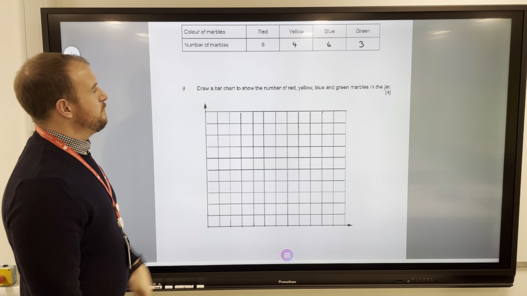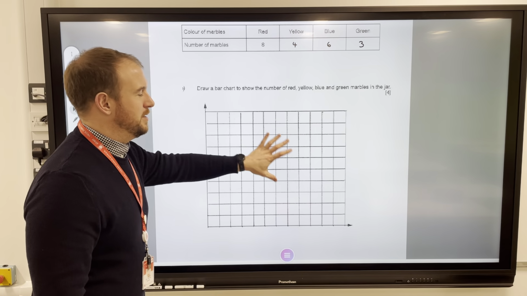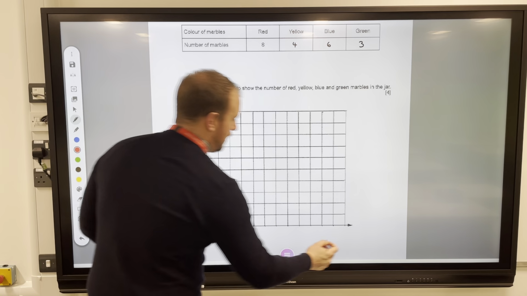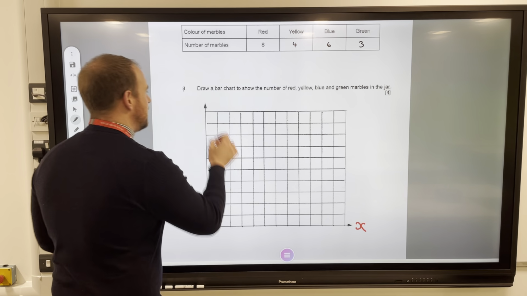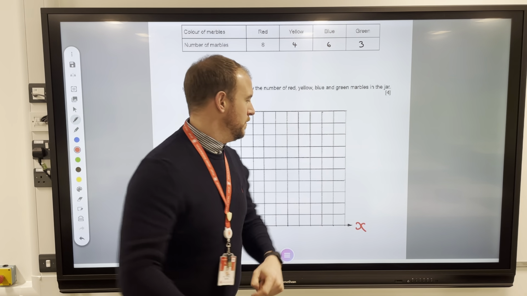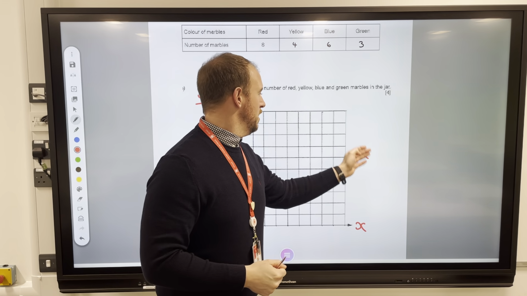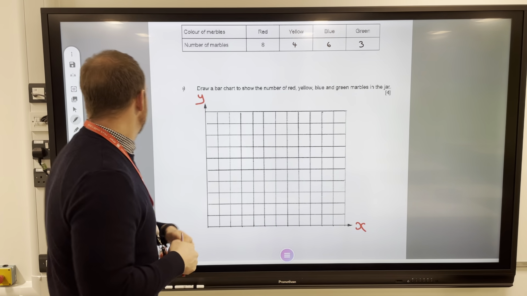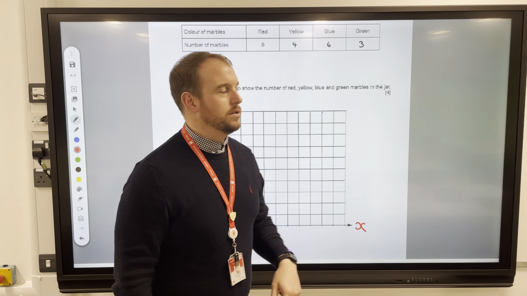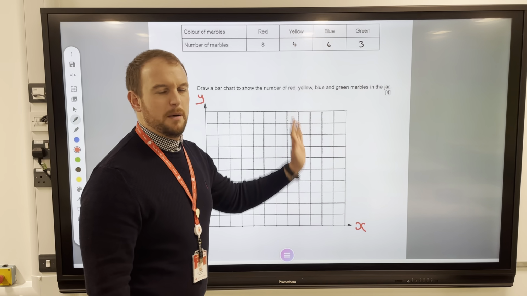Draw a bar chart to show the number of red, yellow, blue, green marbles in a jar. Well, they're very kind because they've given us this grid that we can use. They've given us 2 axes. This is the x-axis, this is the y-axis. You'll notice my x is 2 C's back to back. I haven't drawn an x like that because that's a multiplication symbol. Y for the sky, x is across. You remember that with the coordinates, across the corridor and then up the stairs.